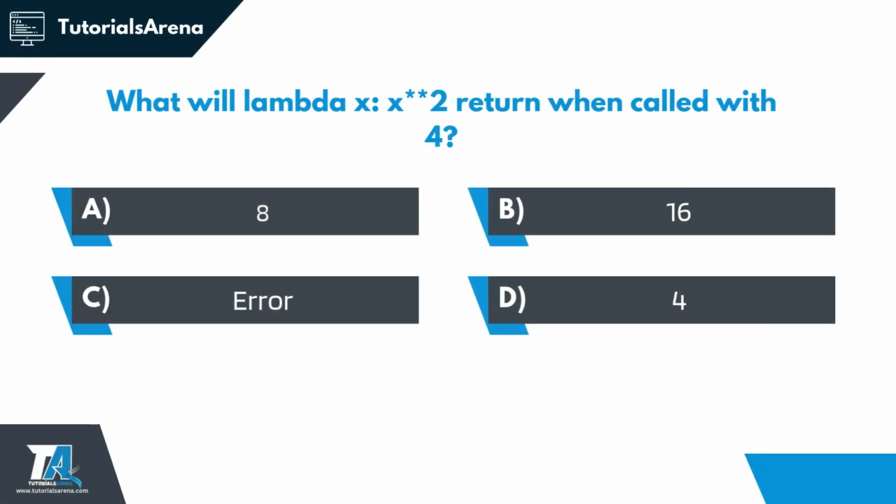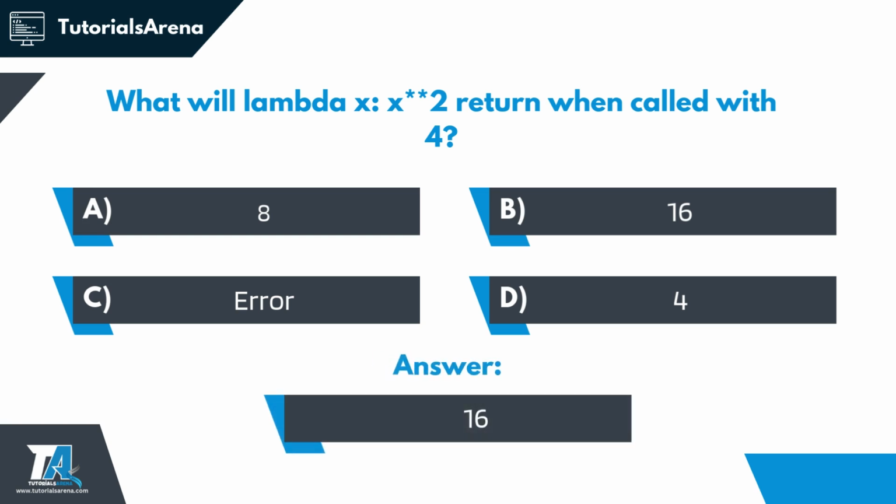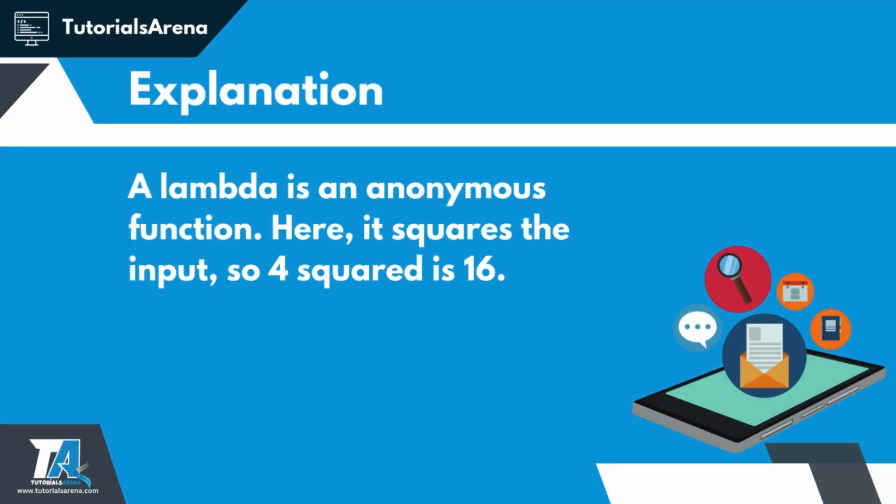What will lambda expression return when called with 4? The correct option is option B, 16. A lambda is an anonymous function. Here, it squares the input, so 4 squared is 16.